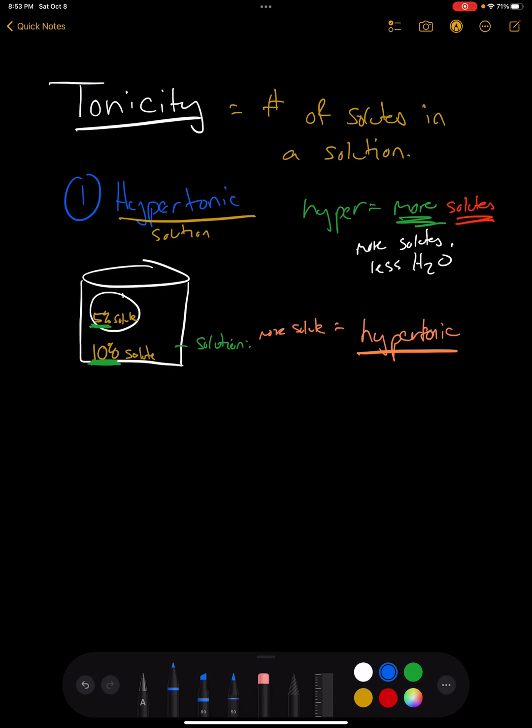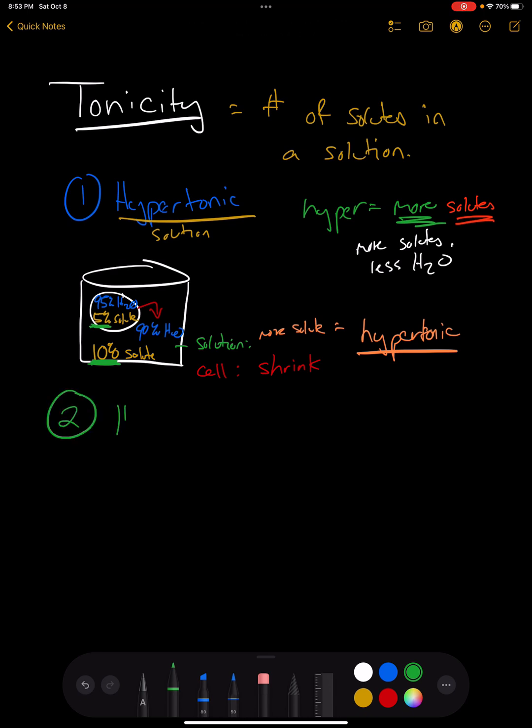And then what we do to figure out what happens to my cell is we have to do the rest in water. So if I have 10% solute, that means I must have 90% water. And if I have 5% solute here, I have 95% water. And when we talked about osmosis, water moves from high to low. And I have 95 to 90, so my water is going to move out. If my water moves out of my cell, that means my cell is going to shrink. Okay, let's try the next one.